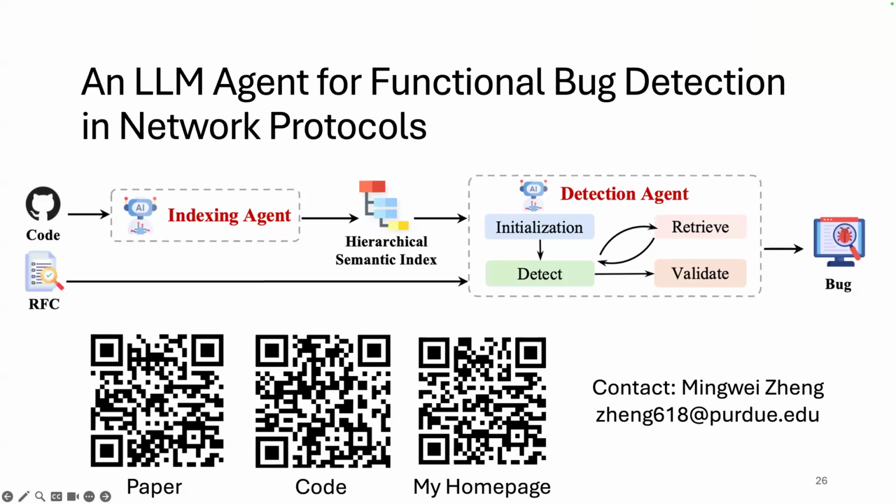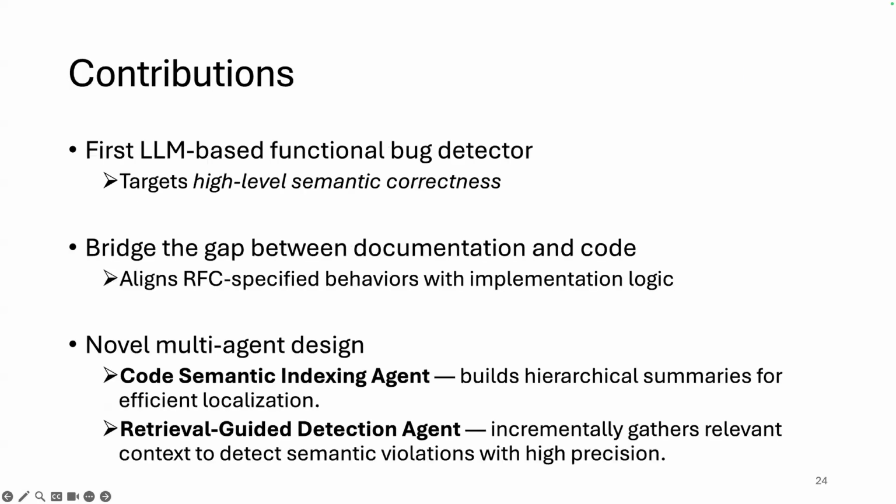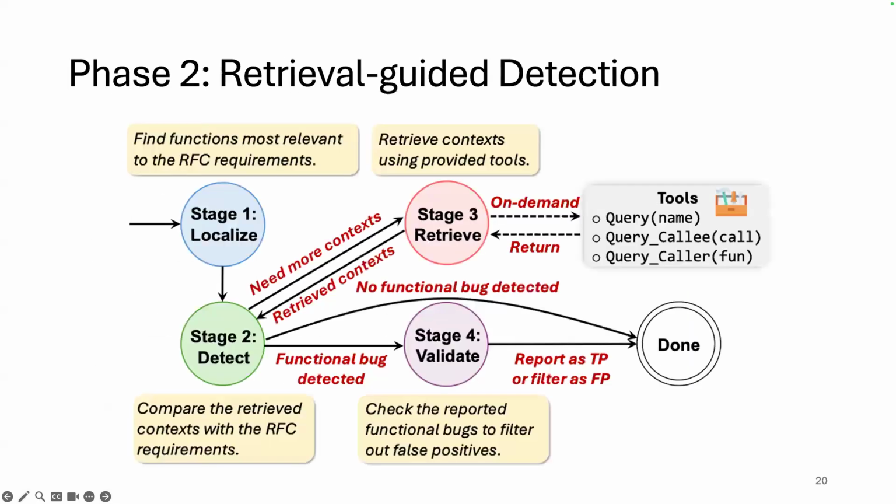One question I had was related to your validation. You were mentioning that you have an agent that does self-criticism, right? And then it produces bugs, and then you have to manually look at them and make sure that they are functionally valid, right?